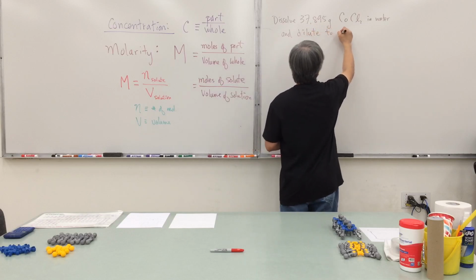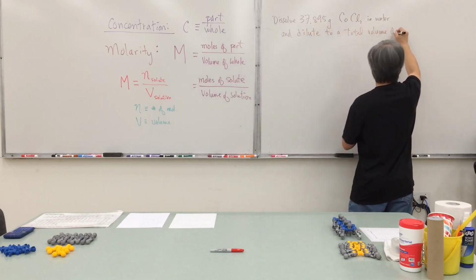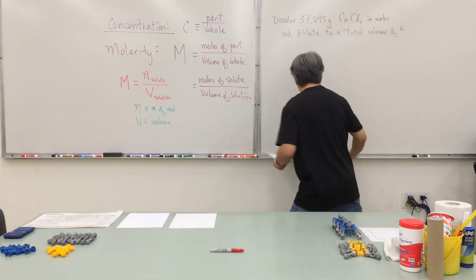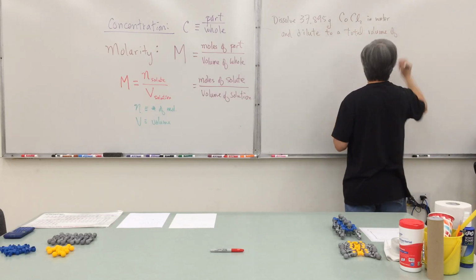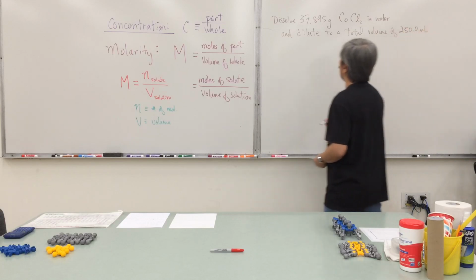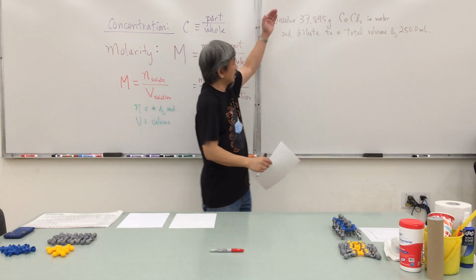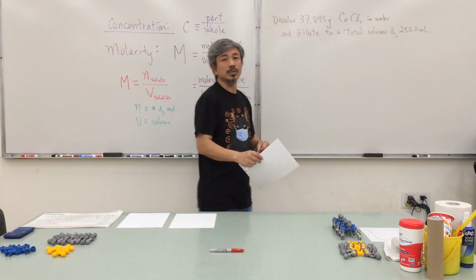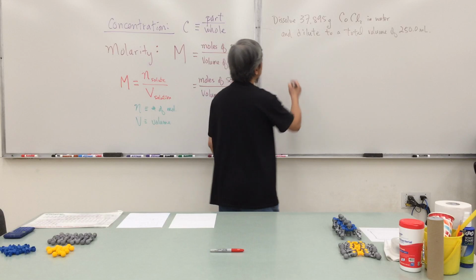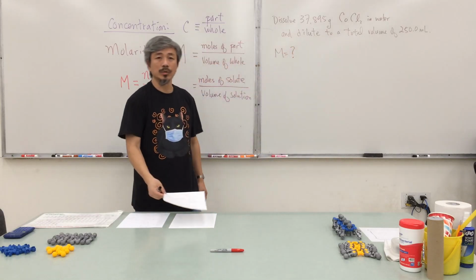to a total volume of, let's say, 250.0 milliliters. So we have now just created a solution, a mixture of a solid dissolved in a liquid solution. And so the question then is, what is the molarity of this particular solution?